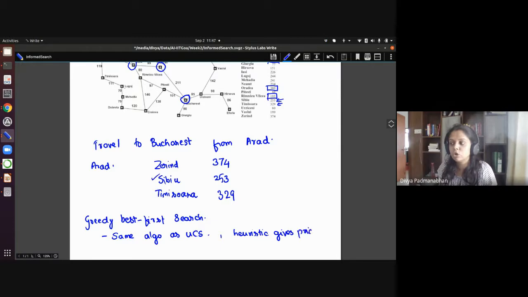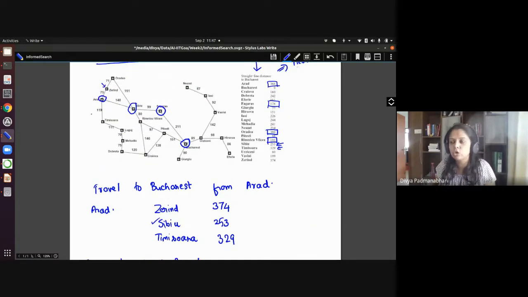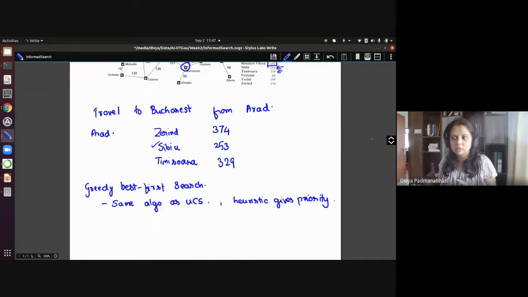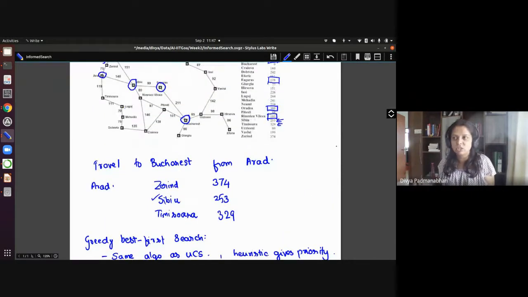In UCS, what you used was the cost from the start state to a particular node. Here, what you're doing is the cost from the next state, wherever you're going to go, till the end. That is a heuristic. It's not the exact cost, because you would not know the exact cost beforehand until you have traveled that path. I hope this is clear, how greedy best first search works. Maybe you should also try the queue implementation and see how the queue states evolve.